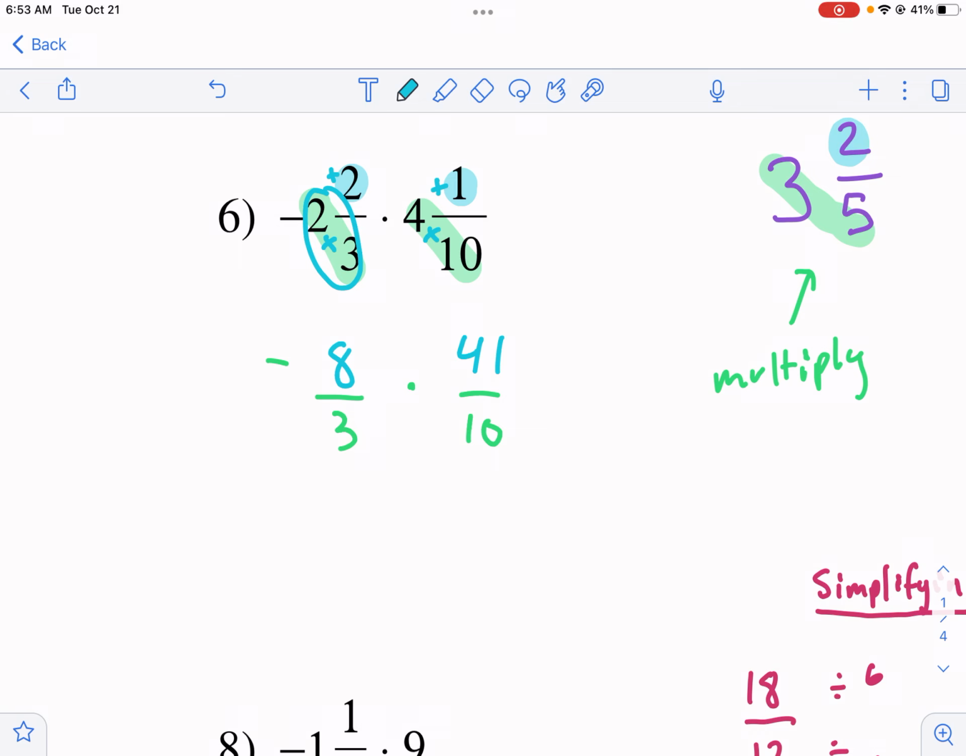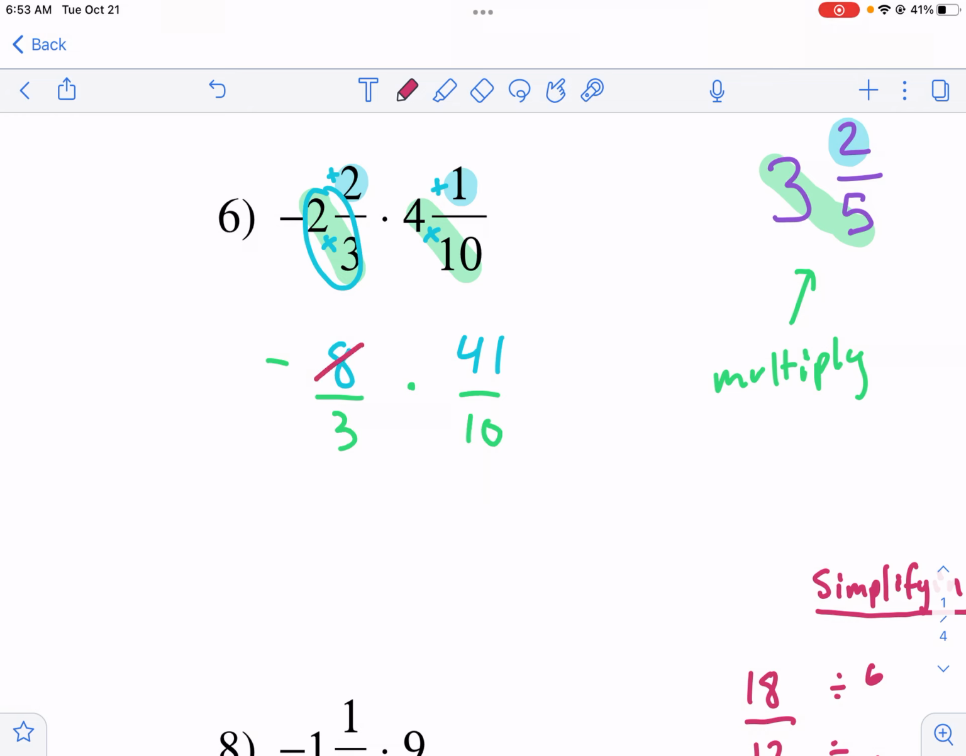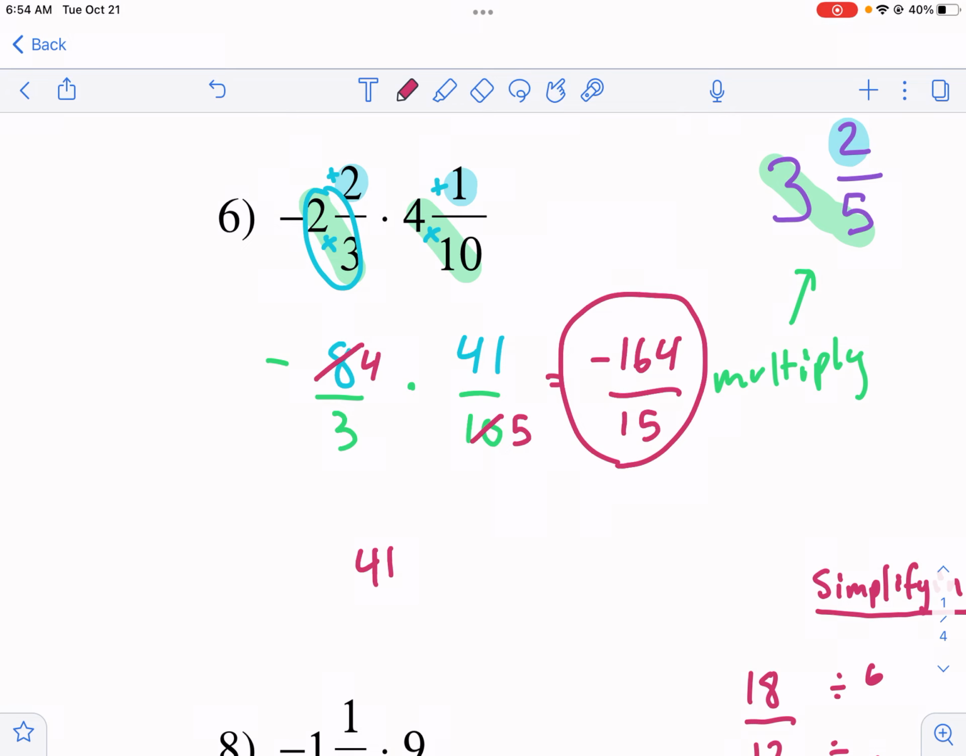So a couple things with this. One, you can do something called cross-canceling or cross-reducing. I know that 8 and 10 have a common factor of 2, so I'm going to divide both of them by 2, and so I get 4 over 5. That's going to make my numbers a little bit smaller, but I still need to multiply these big numbers together. So I'm going to have 41 times 4. Well, I know 40 times 4 is 160, so I'm going to have negative 164, over 5 times 3, which is 15, and they don't have any common factors because it already cross-reduced, so negative 164 over 15.